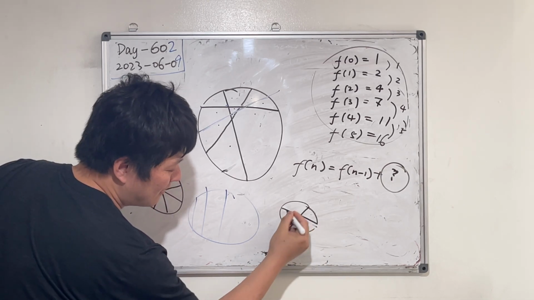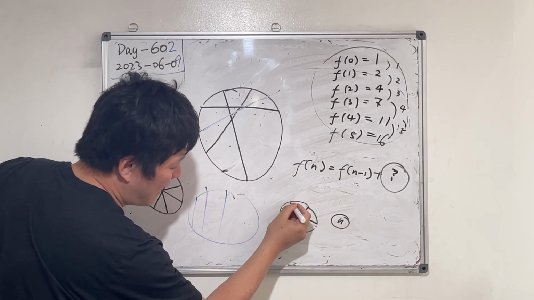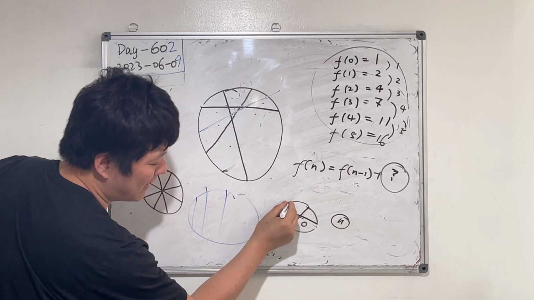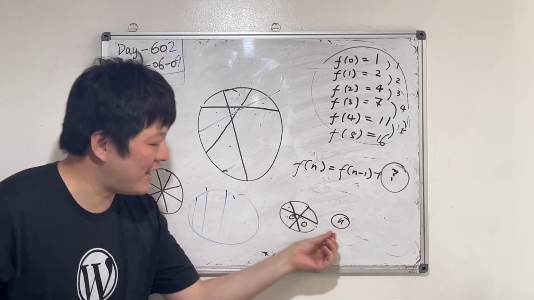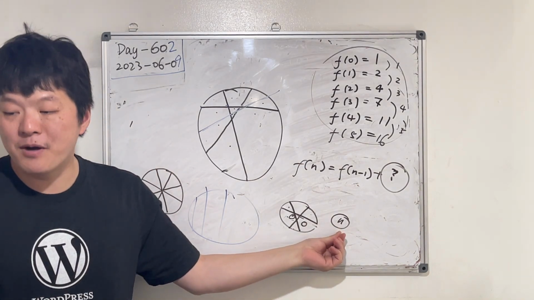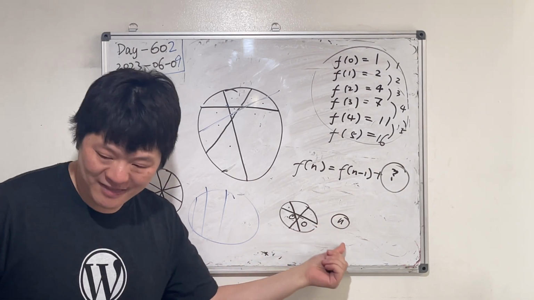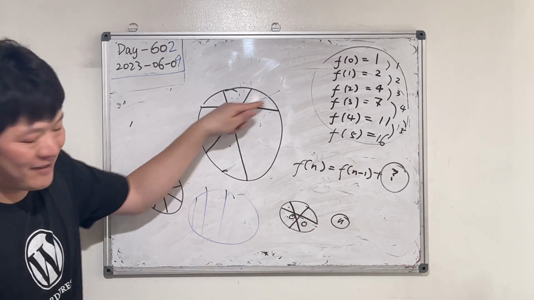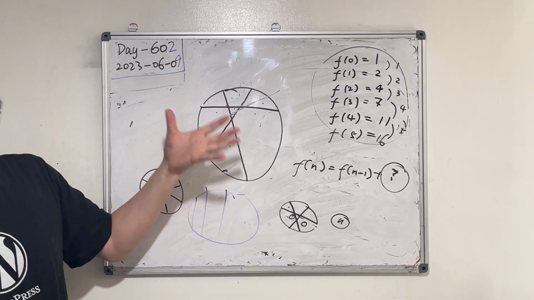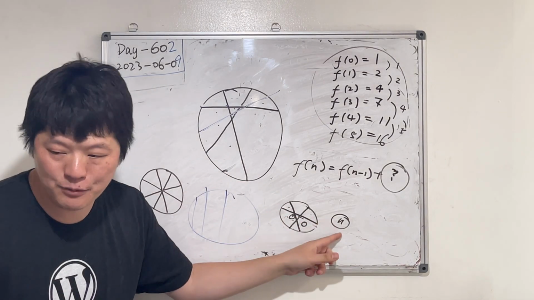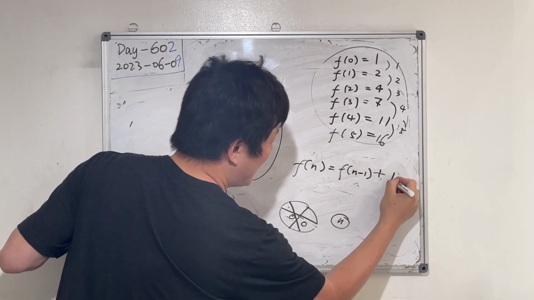2. Okay, now I want to cut the third time. How many more pieces can we get? 3. So every time I cut the nth time, the number of pieces I can get additionally is n. Because ideally this line needs to cause n more pieces. So it's Fn minus 1 plus n.